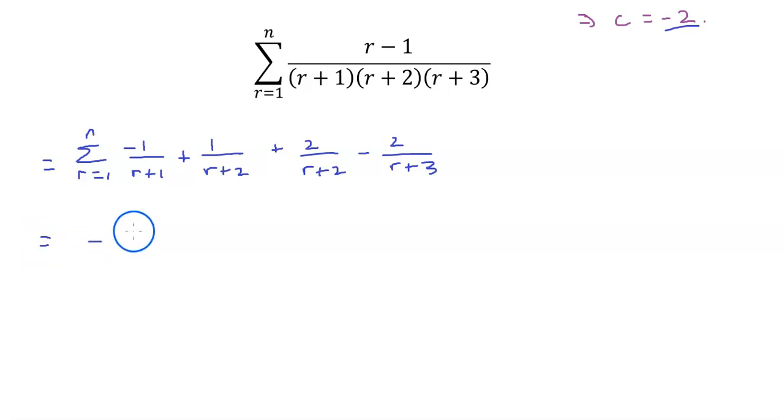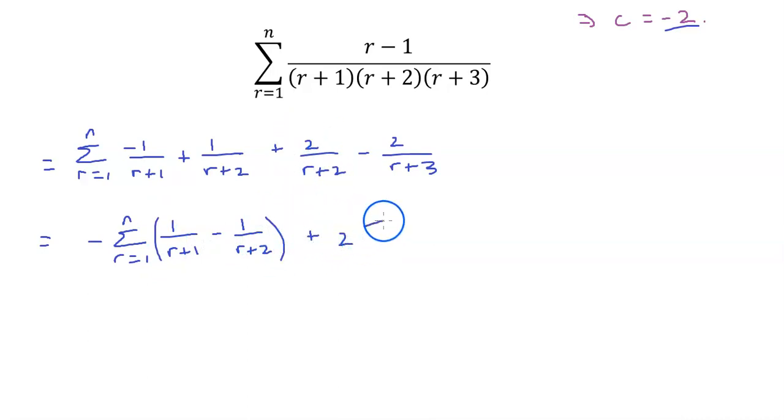So this is equal to negative of the sum from r equals 1 to n of 1 divided by (r plus 1) minus 1 divided by (r plus 2). So negative of that sum, and then plus 2 times the sum from r equals 1 to n of 1 divided by (r plus 2) minus 1 divided by (r plus 3). And then we can use the method of differences immediately.